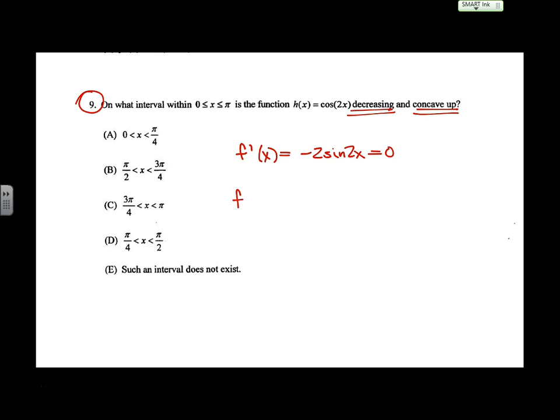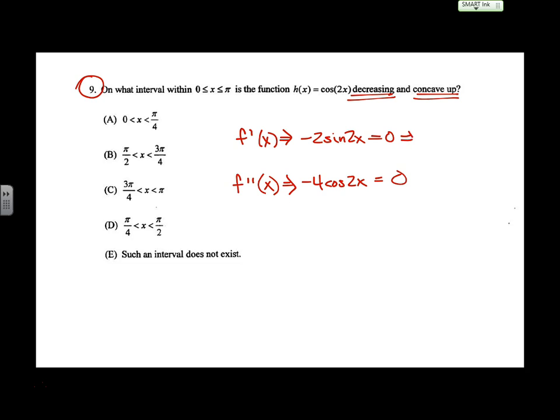However, for concave up, we're also going to need the second derivative, which we're going to end up with -4 cosine 2x after doing lots of chain rules. Yes, we'll have to find the pips for that. We have to do a sign chart for each one. Set it equal to 0 when we divide by -2. When we divide by -2, we'll just end up with sine 2x equals 0. Over here, we'll just end up with cosine 2x equals 0.